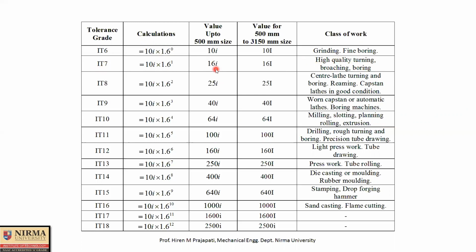IT 7 is equal to 16 times small i, where i is the tolerance factor. We have also seen the equation for tolerance factor in the previous session. So this is about different IT grades as per manufacturing process.